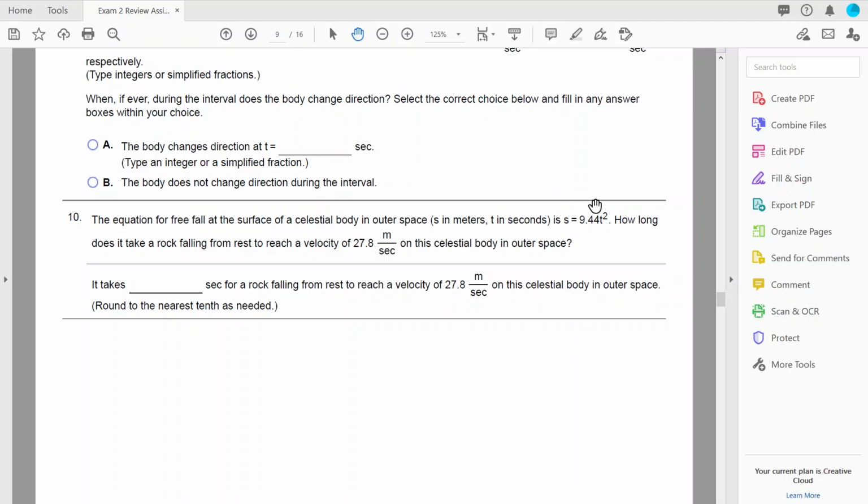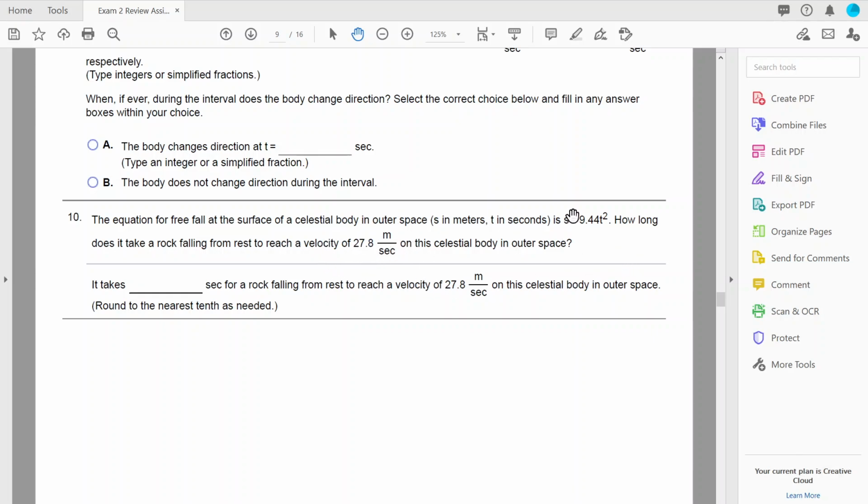So this is the position function, and we need to find how long it takes, so the time when the velocity is 27.8. One more time we're going to use the same idea. Velocity means the derivative of the position function. We find the derivative of this function, and we equate that velocity to 27.8 and solve for the time.